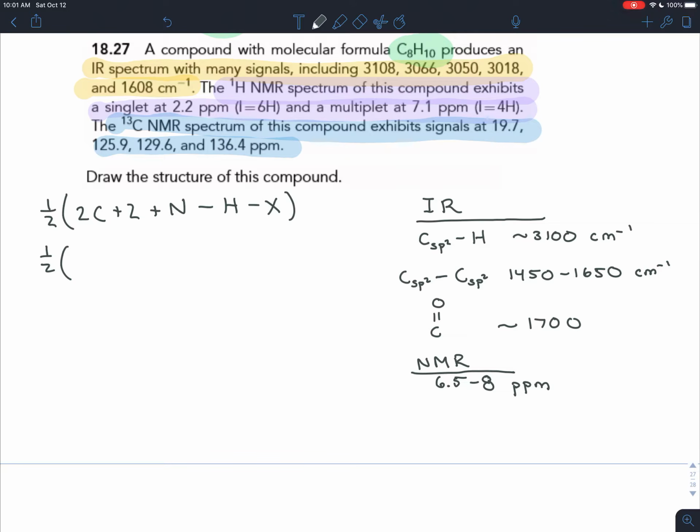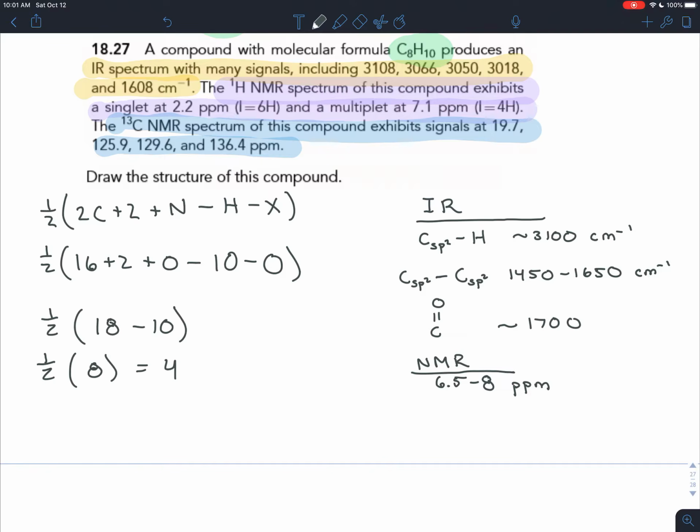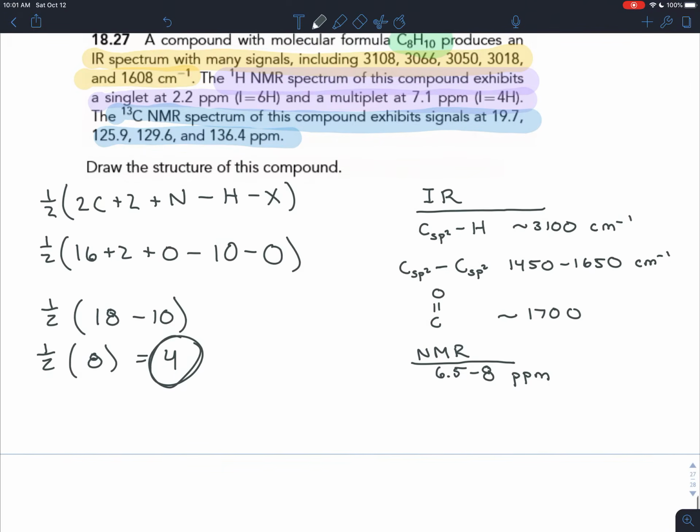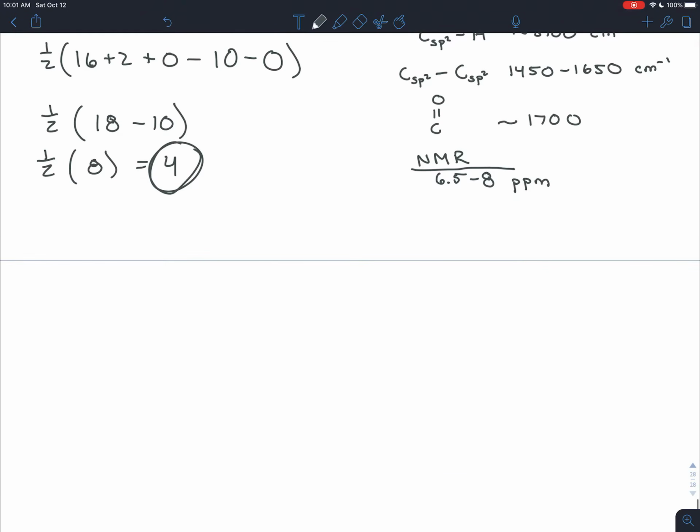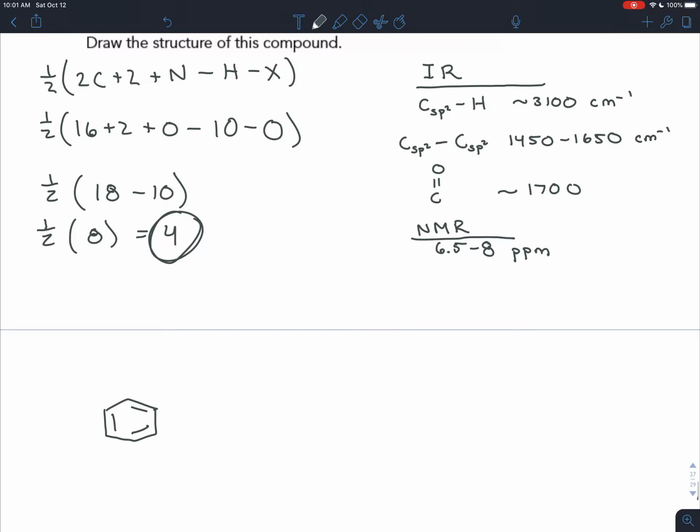And in this molecule, we have 8 carbons, and so that's 16 plus 2. We don't have any nitrogens. We have 10 hydrogens, and we don't have any halogens. So that's going to be 1/2 of 18 minus 10. That's 1/2 of 8, which is 4. So we have 4 degrees of unsaturation. If you ever have 4 degrees of unsaturation or more, chances are that you have a benzene ring. So already the benzene ring is in the back of our mind.